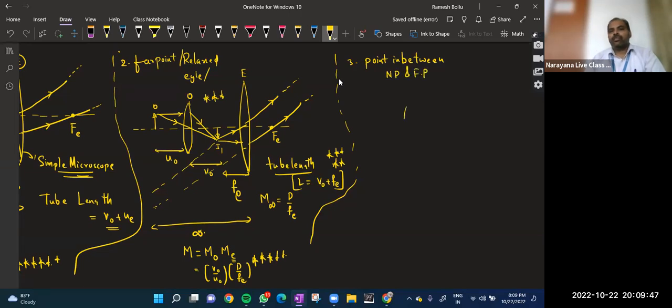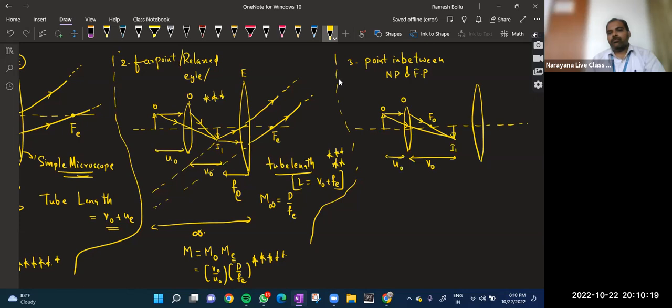Correct? If you see that, this is the objective lens. And what is the name of the lens? Eye lens. How have they been placed? Coaxially. Here the object is there. One ray of light is coming like this, passing through the focal point of the objective lens. One is going without deviation. Here image I1 is there. This is the image distance VO. Object distance how much? UO. Here the object distance is UE.